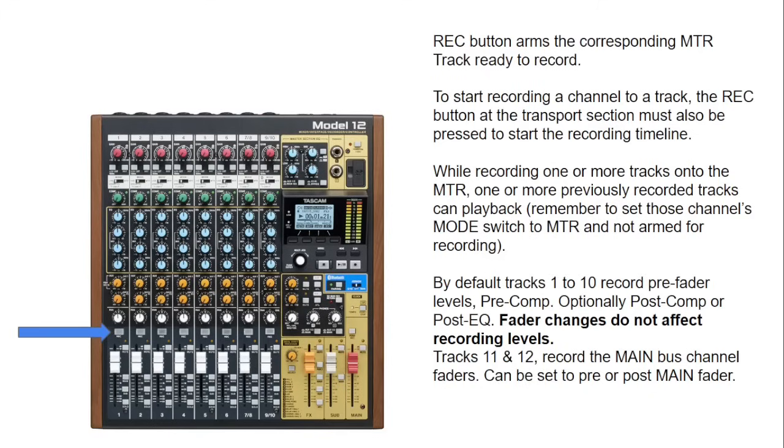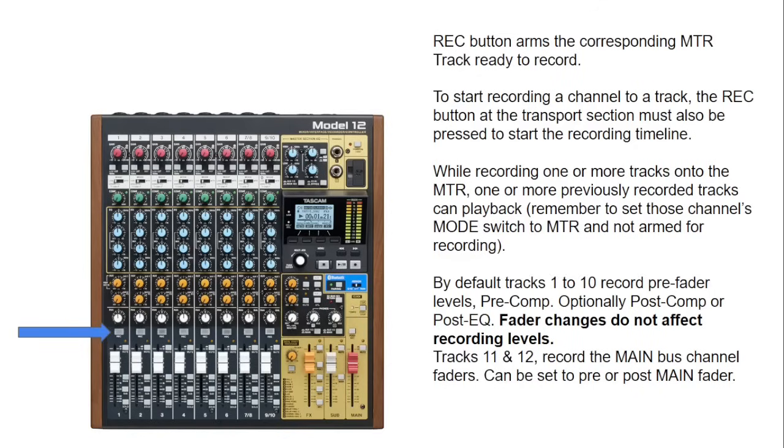To start recording a channel to a track, the record button at the transport section must also be pressed to start the recording timeline. While recording one or more tracks onto the multi-track recorder, one or more previously recorded tracks can playback. You just have to remember to set those channels mode into a multi-track recorder and not arm them for recording as well.